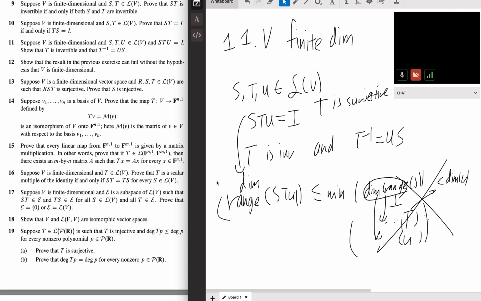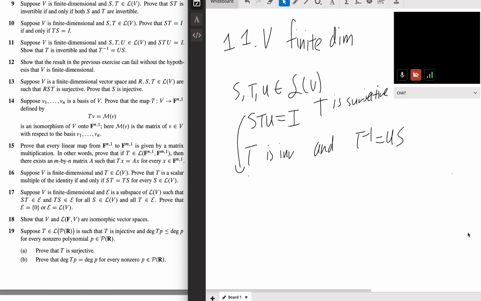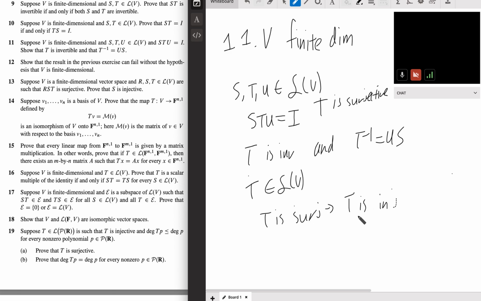And if T is surjective, then T is injective, because T is a linear operator. So T is surjective means T is injective, which means T is invertible. When T is invertible, then half the proof is done. And we just have to show that the inverse is indeed U composed with S.